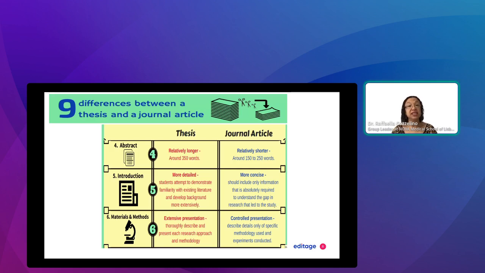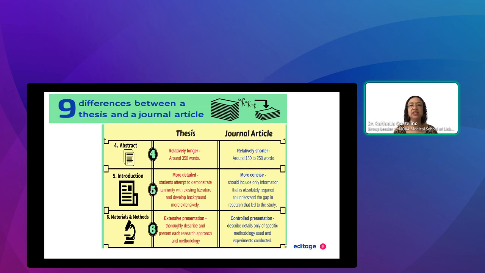So regarding the thesis, the introduction as well is much more detailed because the students need to demonstrate their confidence about the topic, their familiarity with the existing literature on that topic, and develop a background that is more extensive than what you would do in a journal article, which needs to be very clear but concise and include just the information that is absolutely required for the reader to understand the gap between the different areas of research that you are addressing.